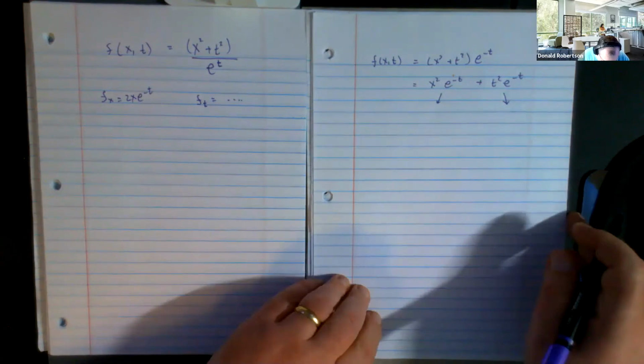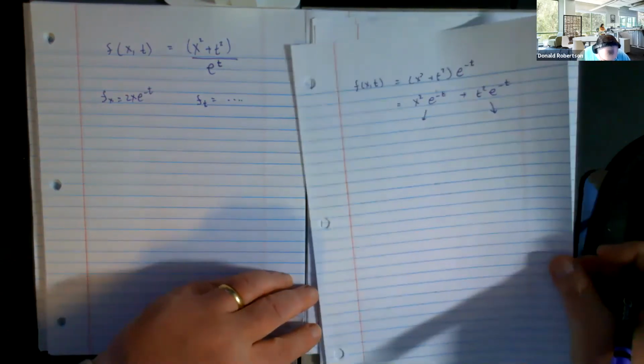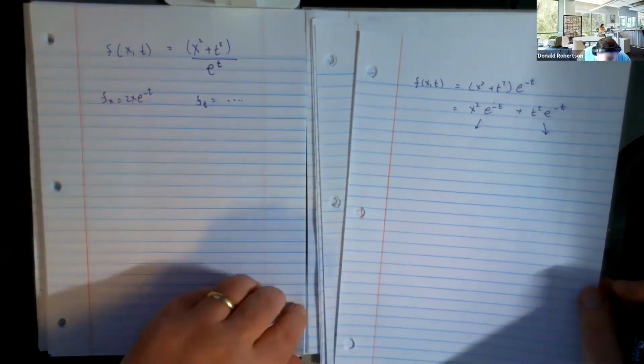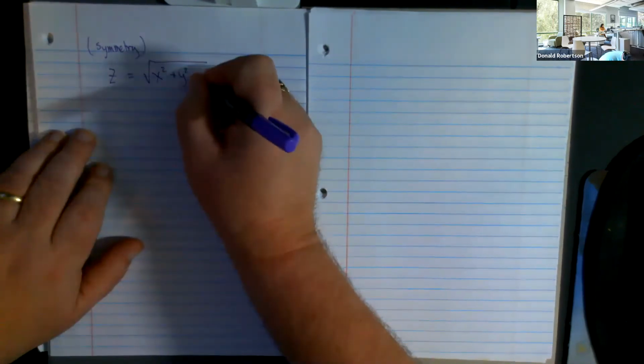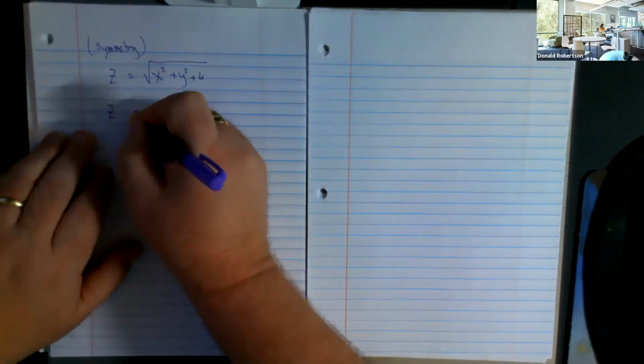Let's try this fella. I'm going to show you a little trick here with the trade. And it's a concept called symmetry. Some functions, most of them don't, but some really lucky functions have what's called symmetry. So I'm going to give you some examples of functions that have symmetry.